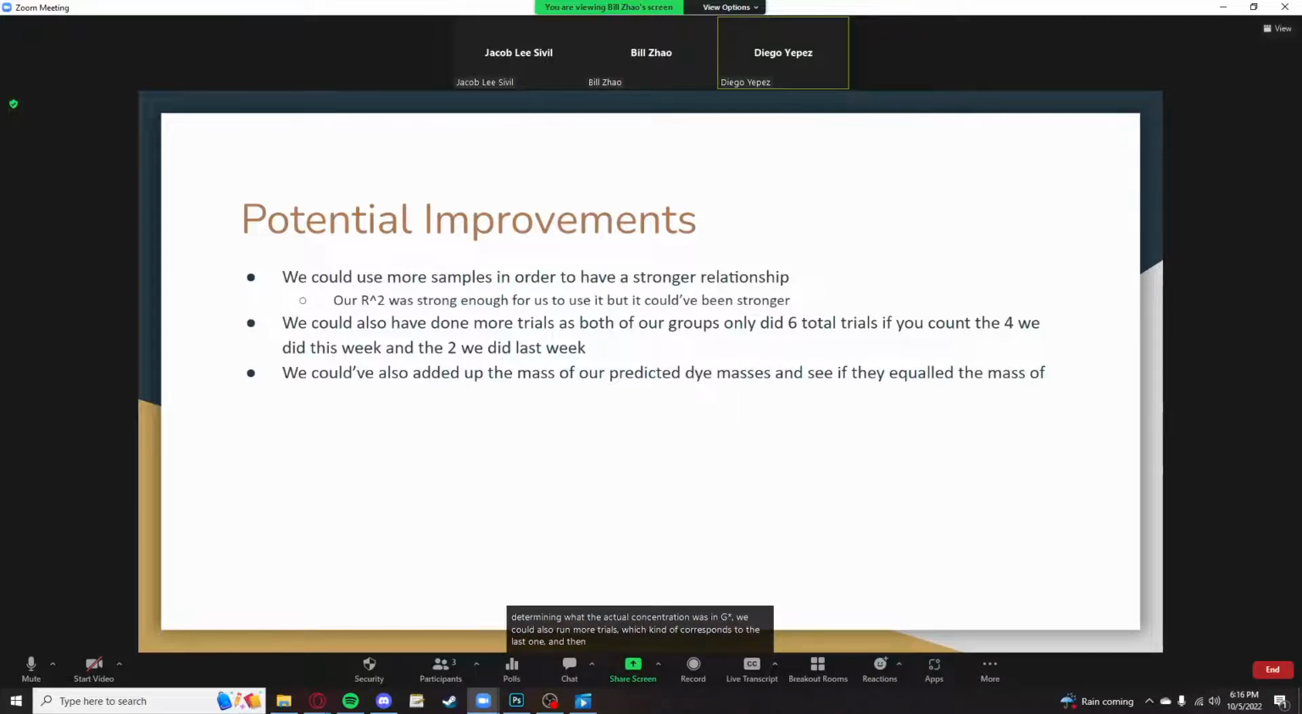And lastly, we could have tried to prove that our results were correct by mixing the amount of dyes that we expected to be in G10, our mystery drink. So mixing X amount of blue 1 and X amount of yellow 6, and running them through a spectrometer to see if it's similar or equal to the graph of G10.